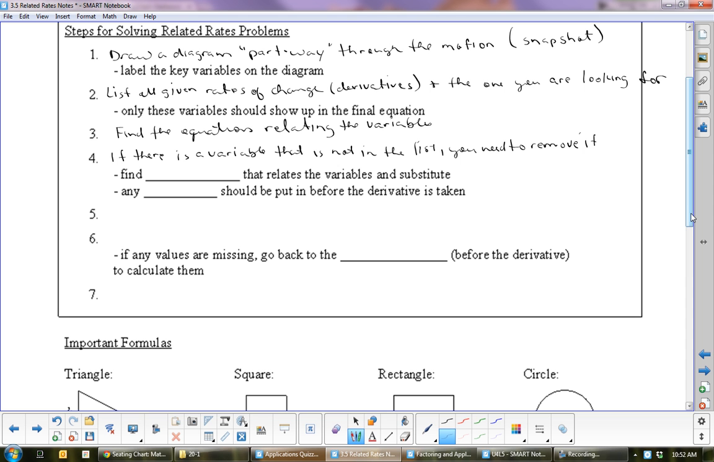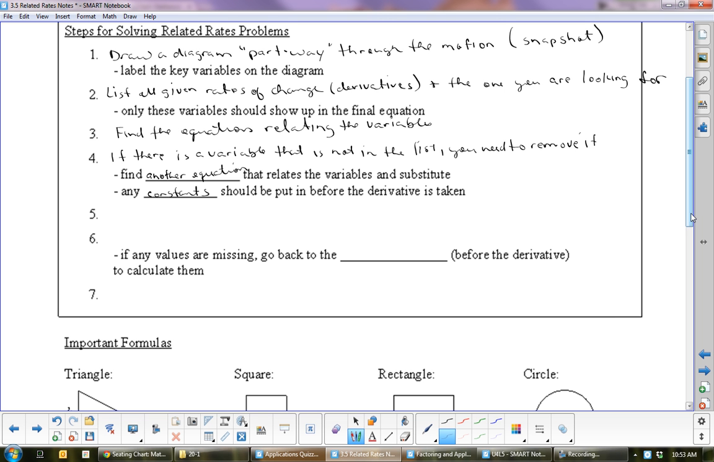And it's not as easy as just erasing it, okay? You got to actually remove it mathematically. So how do you do that? Find another equation that relates the variables and the substitutions or the substitutes. And sometimes you can put in constants, and any constants should be put in before the derivative is taken. Okay? And that's going to be the thing you're going to have to decide.